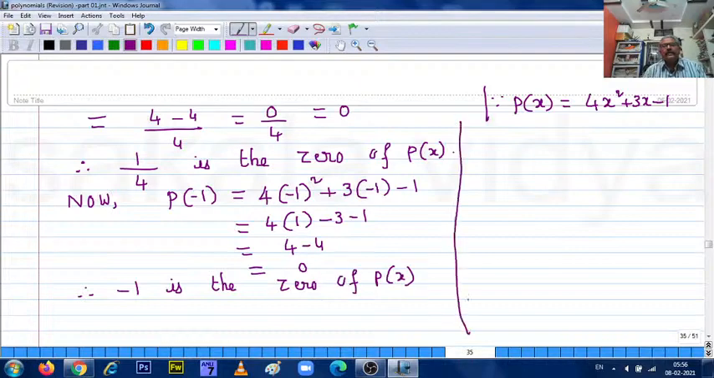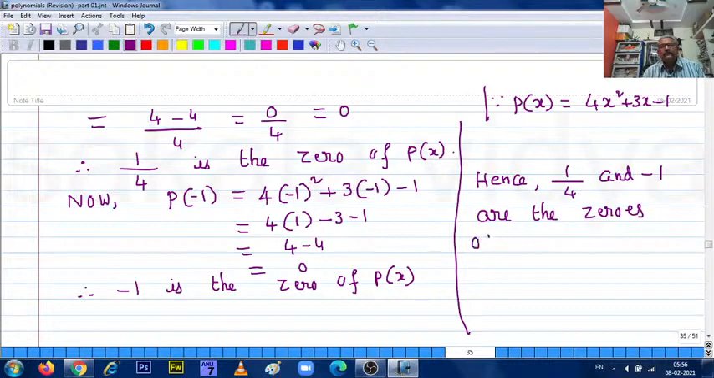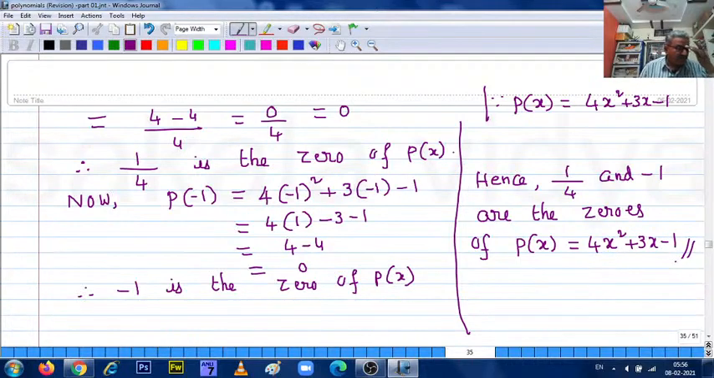So hence we can write 1 by 4 and minus 1 are the zeros of P of x equals to 4x square plus 3x minus 1. Completed. So in this way you need to solve this question.